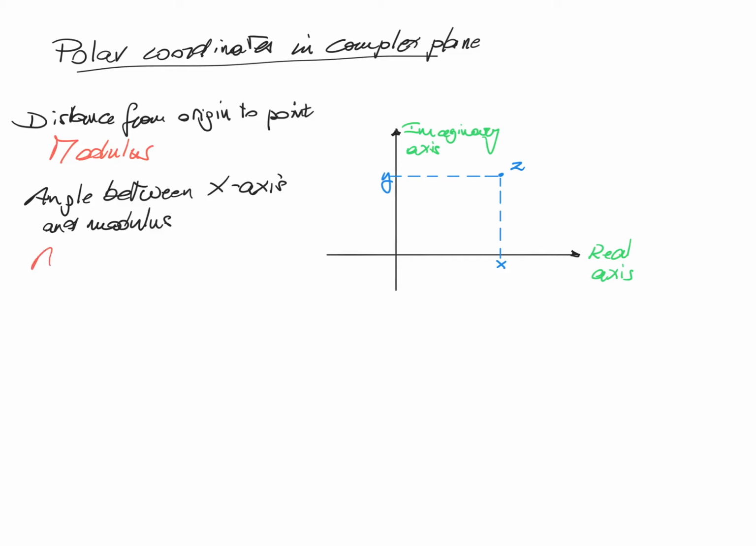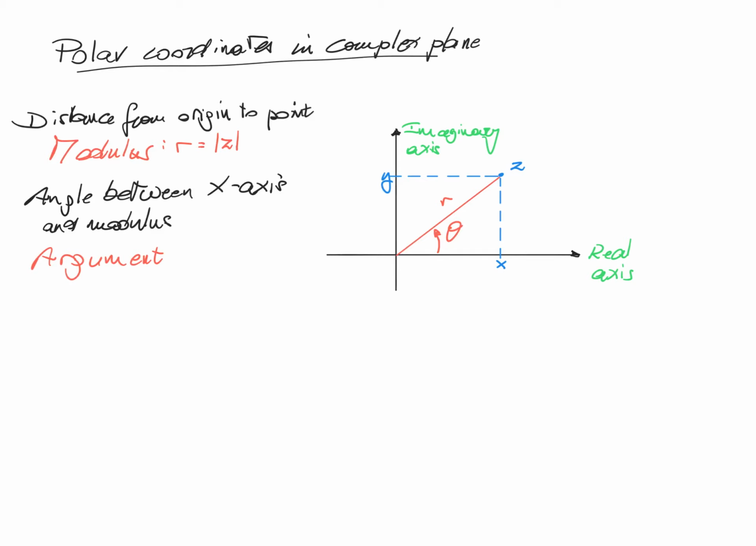This angle is called the argument. So if we bring this to the plane, to the Argand diagram, the modulus is the distance from the origin to the point z, and then the angle between the x-axis and this line is the argument theta. The modulus will be indicated with the letter r, so r is the distance between the origin and the point z, so we also write this as the absolute value of z.